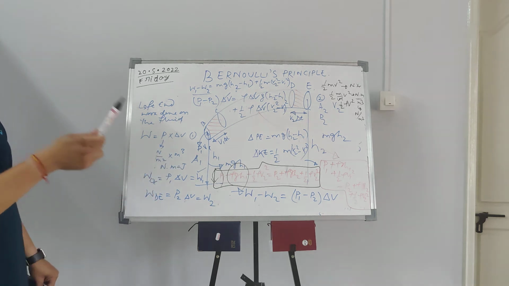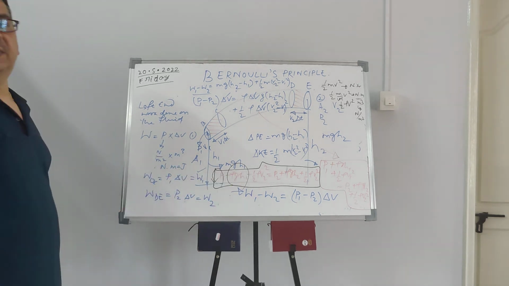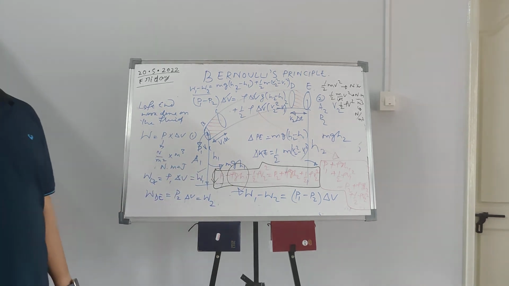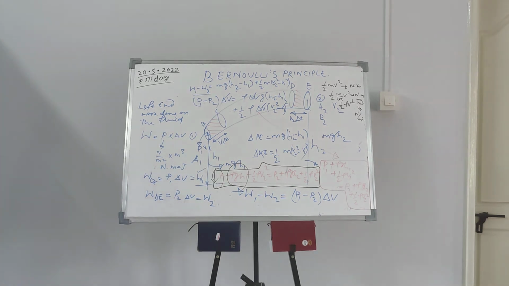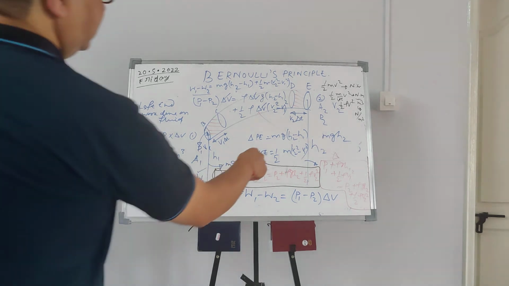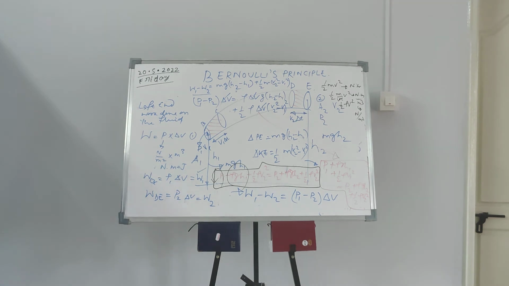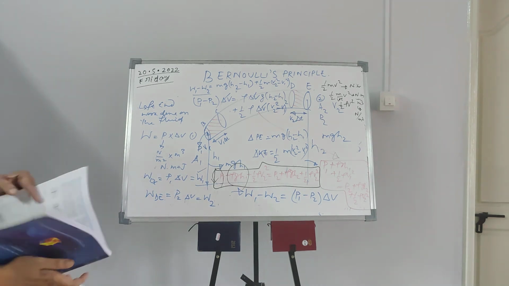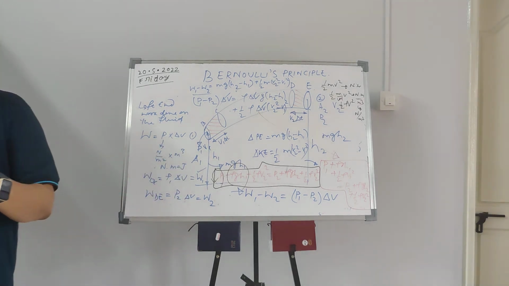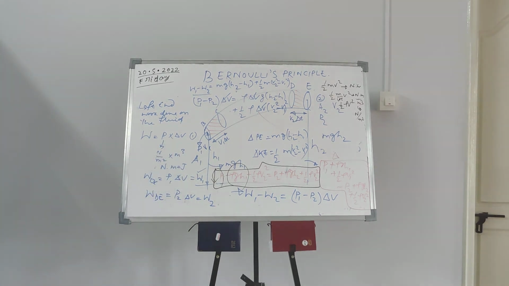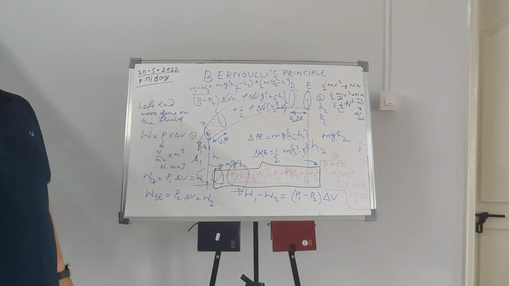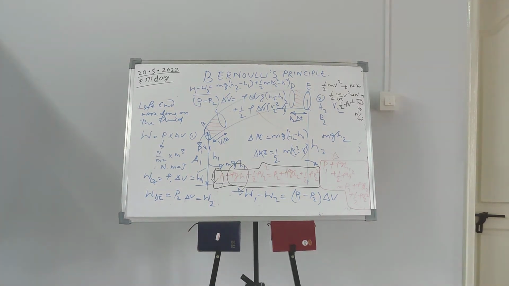If you want to write it in terms of head, you have to divide everything by rho g. Okay? So this equation is a governing equation for Bernoulli's principle. Using this equation, you can interpret so many different things. For example, this aircraft.